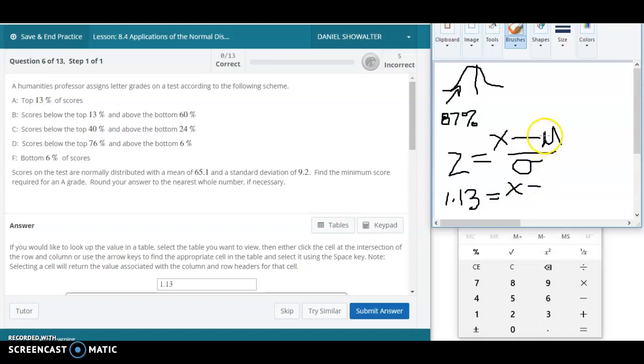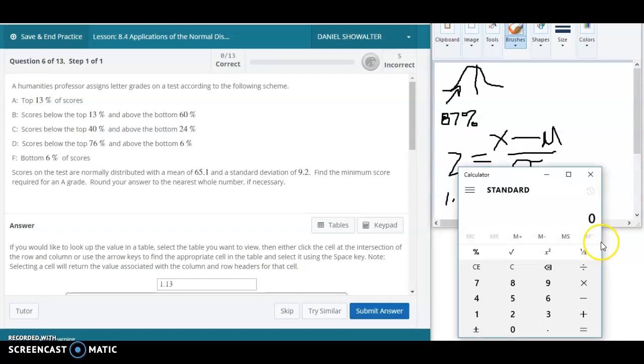That's that cutoff value. The mean we do have, it's 65.1. 65, apologies for my drawing skills here. And the standard deviation we also have at 9.2. So this is an algebra equation. We're solving for x. Notice that in order to get x by itself, we first want to multiply both sides by 9.2, and then we'll add that 65.1.